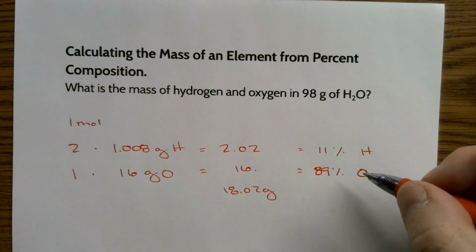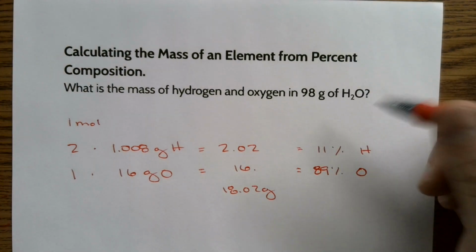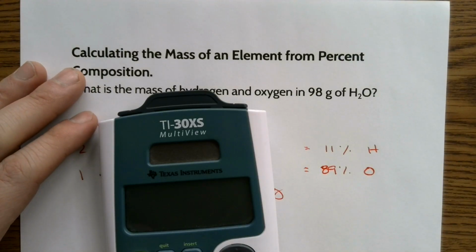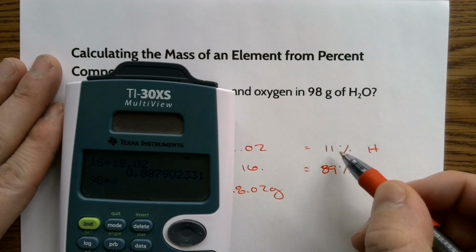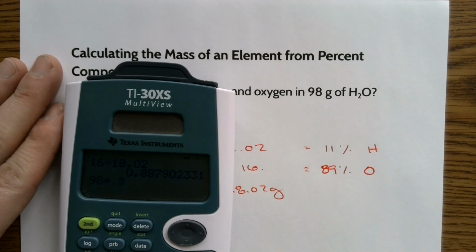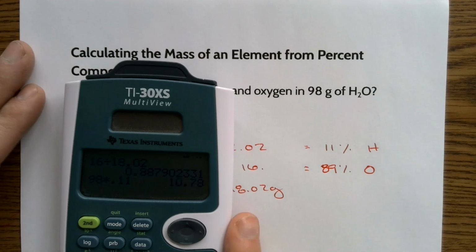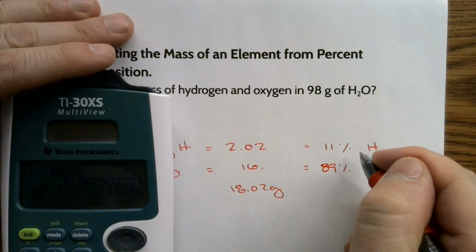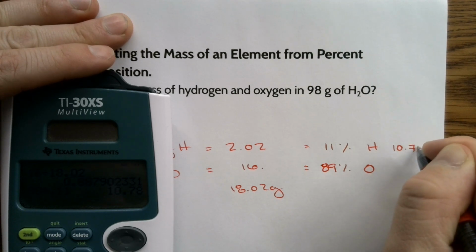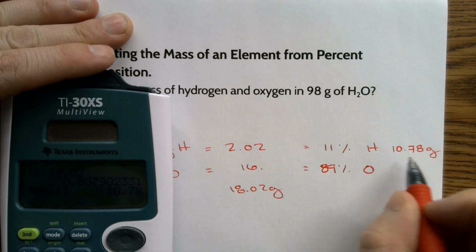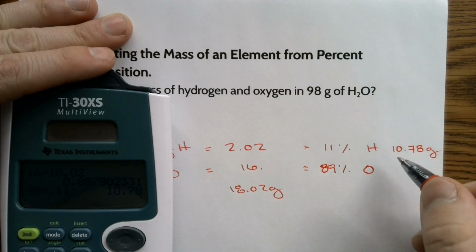Now we're going to make this comparison to our known value. So if I have 98 grams, I'm going to multiply 98 by the decimal form of 11%. So it's going to be 98 times 0.11, and that tells me it's going to weigh about 10.78 grams. It's going to be 10.78 grams of hydrogen.